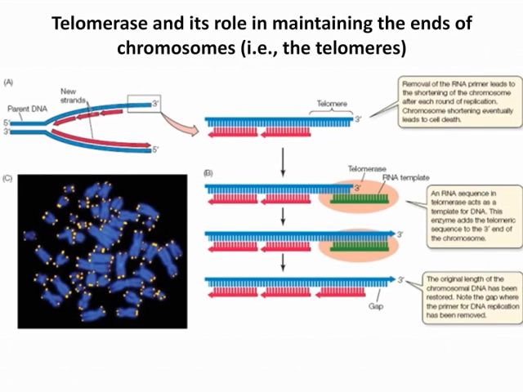So here is just saying the same thing again. If you look, the removal of the RNA primer leads to that 3' overhang. So chromosome shortening eventually leads to cell death. So the way to solve this problem is to add a telomerase. It then acts as a template for the rest of the DNA strand. So the original length of the chromosomal DNA has been restored, and now the gap where the primer for DNA replication has been removed.